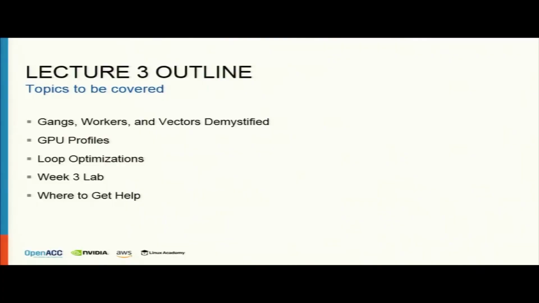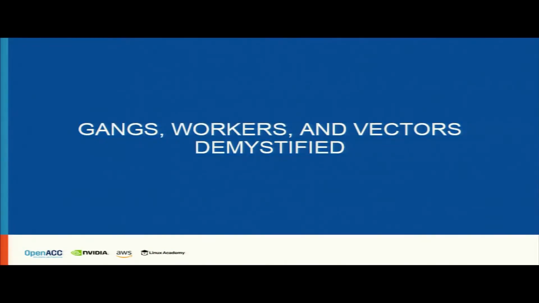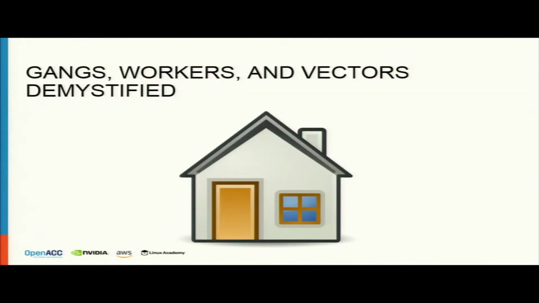So, loop optimization. What we are going to cover in this session is how you control these gangs, workers and vectors. You would have seen the minfo output. It would have printed out that the vector size is this, the worker size is this. Then we will talk about profiles, loop optimization, and where to get help, which is generally common for all three sections. So let's look at them.